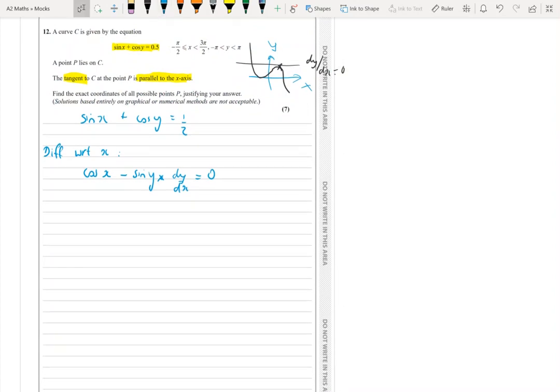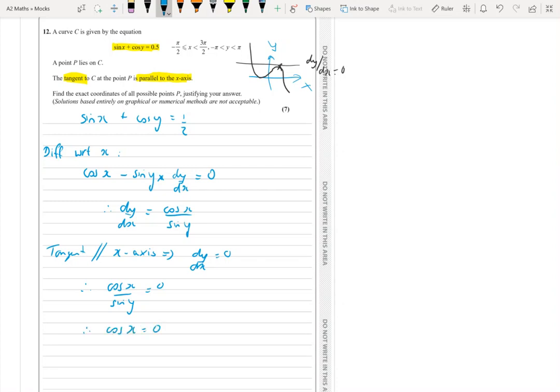Okay, so we've differentiated and we can rearrange that to get dy/dx as the subject: dy/dx equals cos x divided by sin y. Okay, so we decided already that if the tangent is parallel to the x-axis, then that means that dy/dx equals 0. So we're going to make some progress from there. So we've got our function now for dy/dx, that's cos x over sin y. That must equal 0. Multiply both sides by sin y, and therefore cos x is 0.